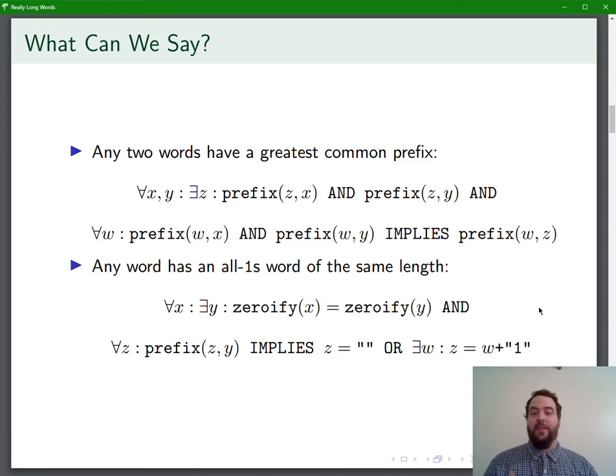There's lots of things that we can say in this language. It's a very robust language, and it's fun to practice what are the things that we can say and what are the things that we can't say.